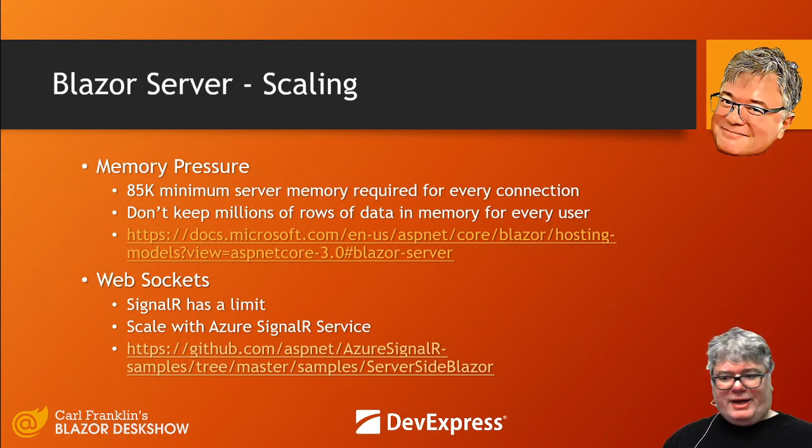WebSockets. Oh, and by the way, yeah, 85K. There's an 85K minimum overhead per concurrent connection, per client. All right. It's not that bad, but everything's relative, right? If you have the memory to support it, great. Now, WebSockets are another issue.